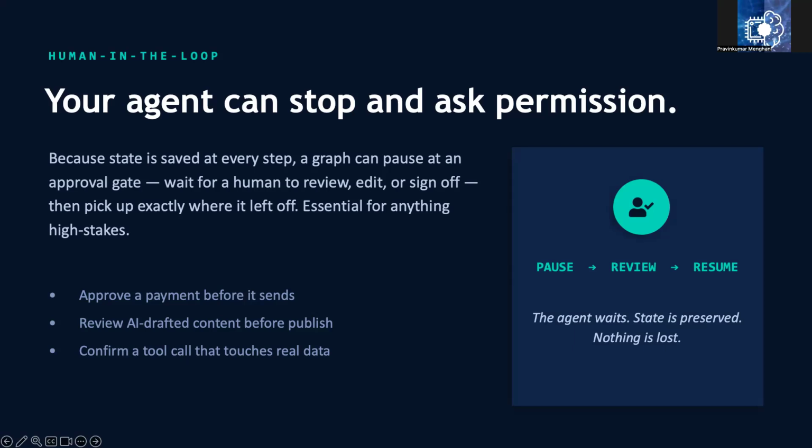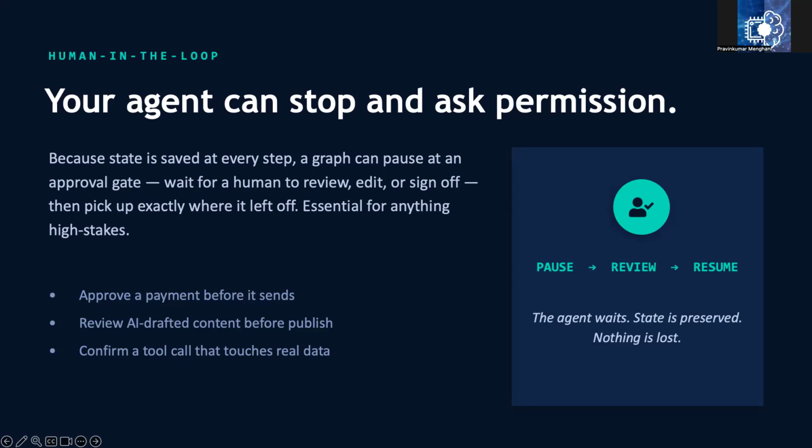So the agent is about to send, let's say, maybe a $50,000 payment. It pauses, shows the human, "I'm about to send $50,000 to vendor X. Do you really approve this?" The human either clicks yes or says no. If he clicks yes, task is done by the agent.